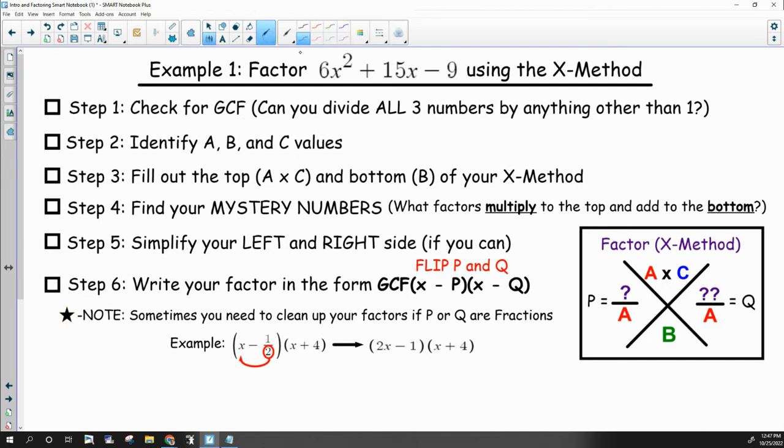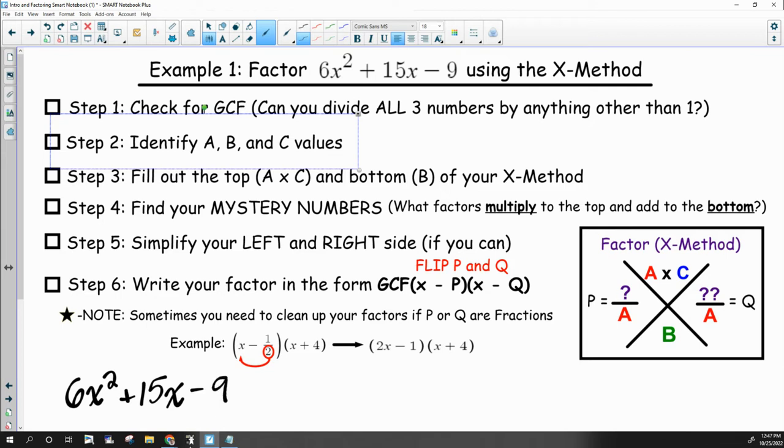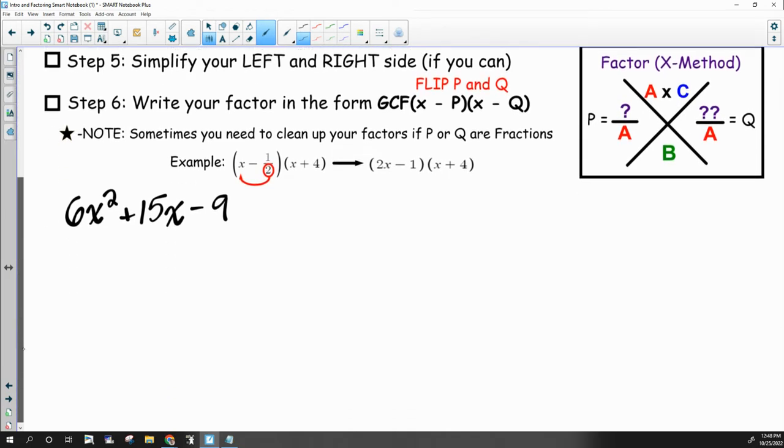Okay, I'm just going to rewrite my problem first. 6x squared plus 15x minus 9. Okay? The first step you always need to do, you always need to check for this. If you do not do it, you cannot factor. The first thing you will do is check and see, is there a greatest common factor? If there is, you need to divide it out.